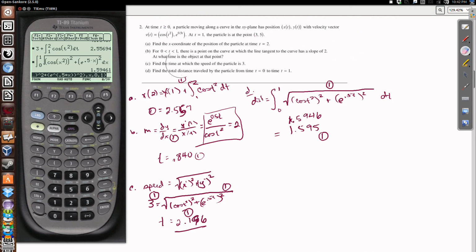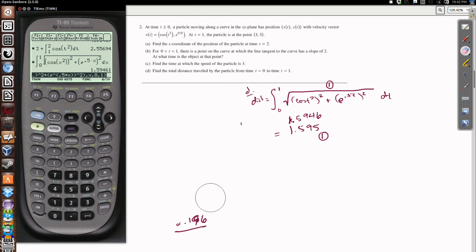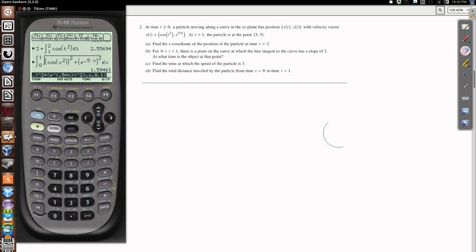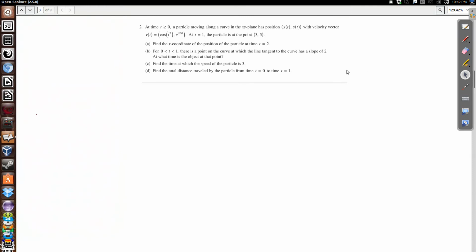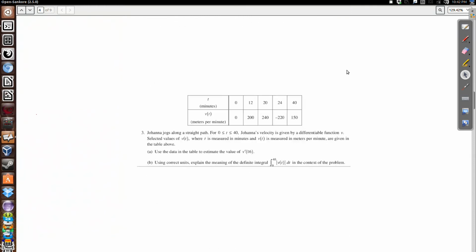So we're going to go ahead and move on to question 3, and of course questions 3 through 6 are no calculator, so we're going to say goodbye to our TI emulator. So bye-bye. And we'll go ahead and scroll down a bit.